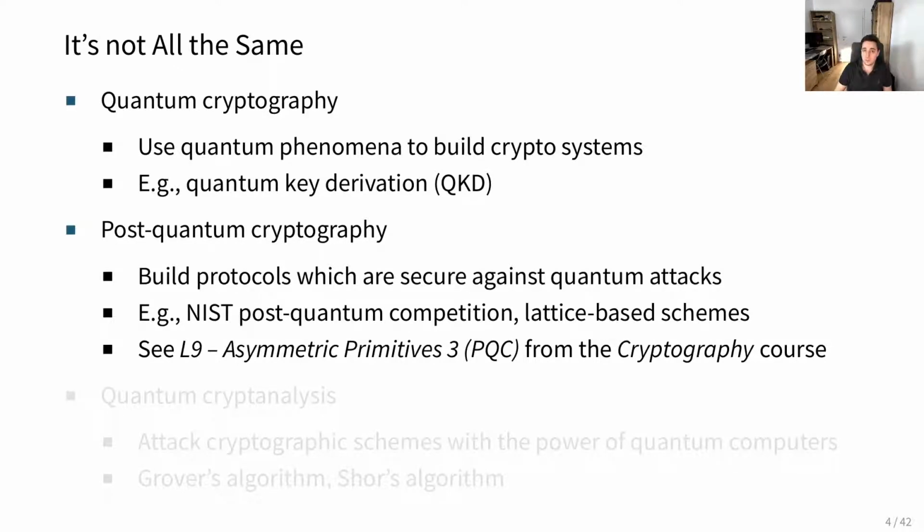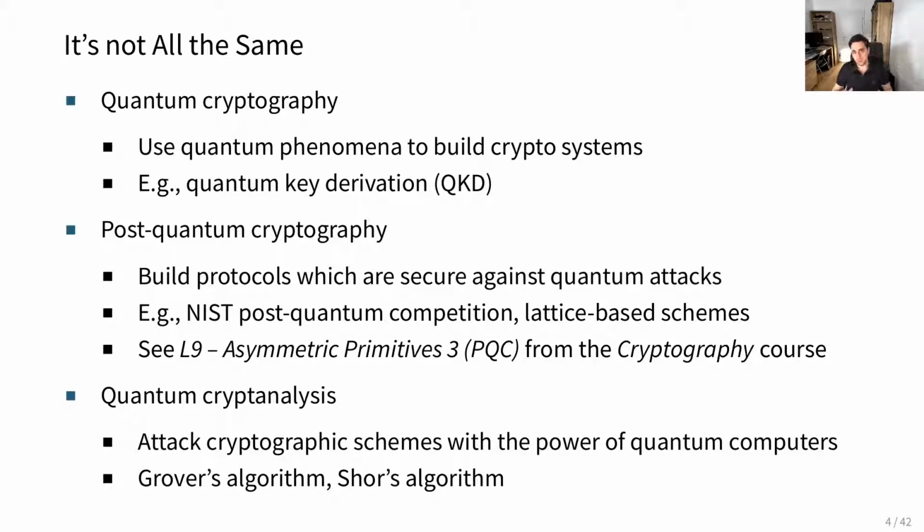And finally, which will be the main topic of today's lecture, there's also quantum cryptanalysis. In this category, basically, we try to attack cryptographic schemes with the power of quantum computers. So we use quantum techniques to try to attack cryptographic schemes. Two examples of these algorithms are Grover's algorithm and Shor's algorithm. And we'll see in detail what is targeted by these algorithms.